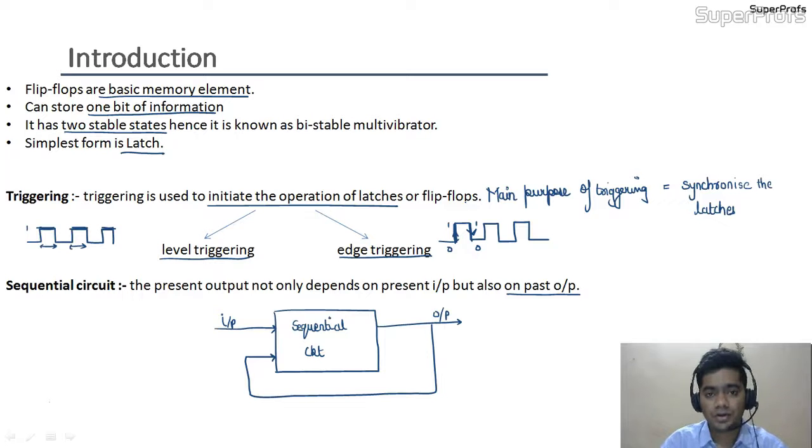So it is very important to understand what triggering is. We have also studied what a sequential circuit is: the present output depends not only on the present input but also on the past output. You can write these points, then we are going to see how the sequential circuit is constructed and what the basic types of latches are.